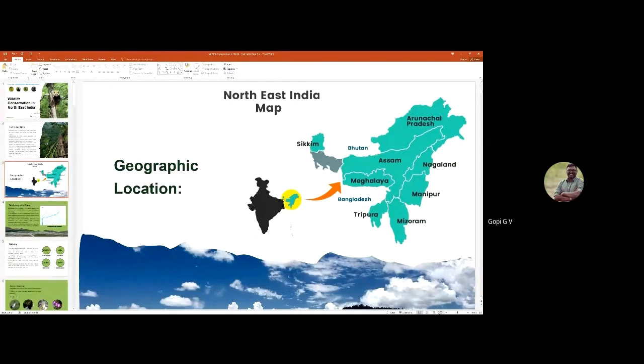Now, with this background, what we are going to do is go through state-wise and look at some of the important protected areas, some of the important species, and then toward the end we'll look at conservation issues for each of these states.